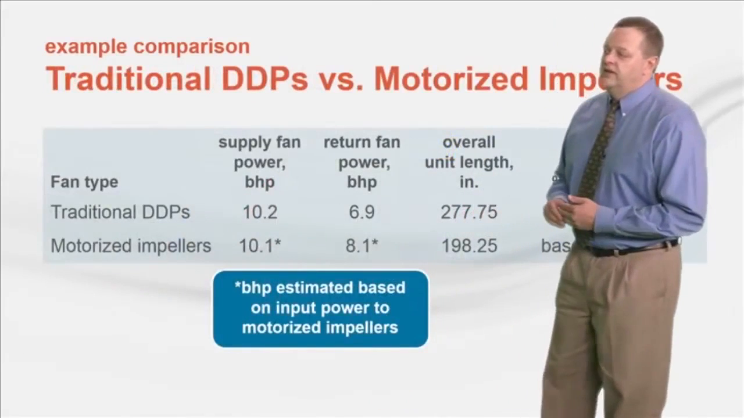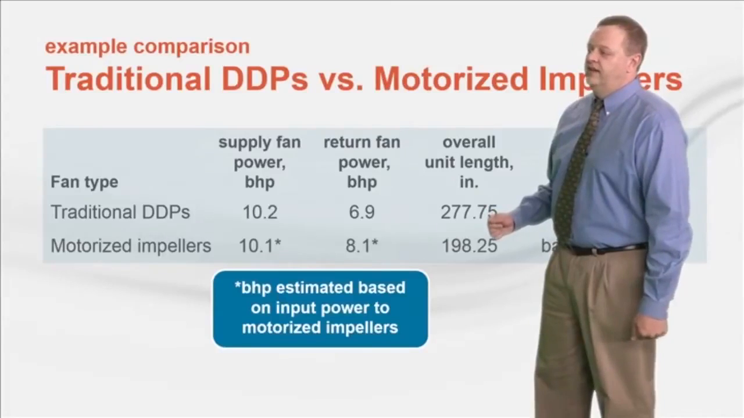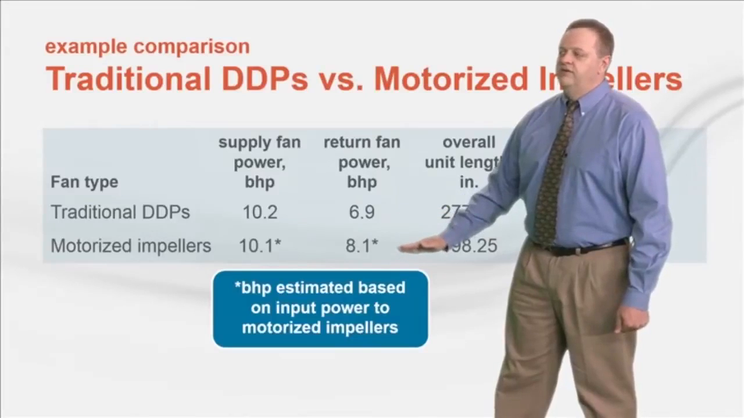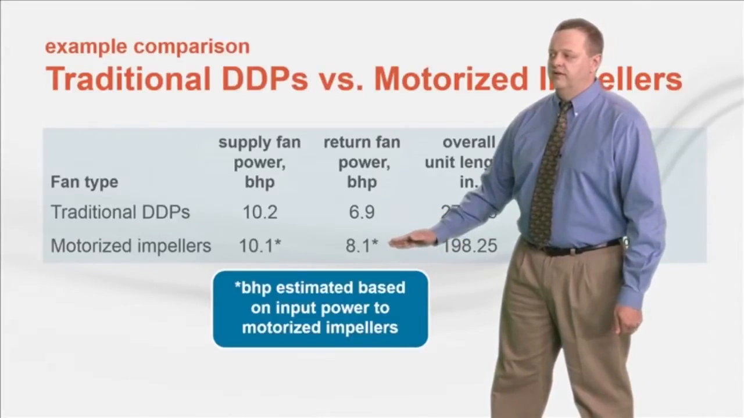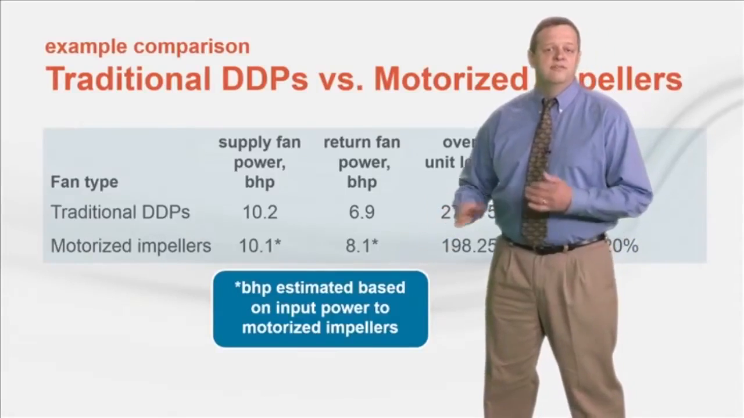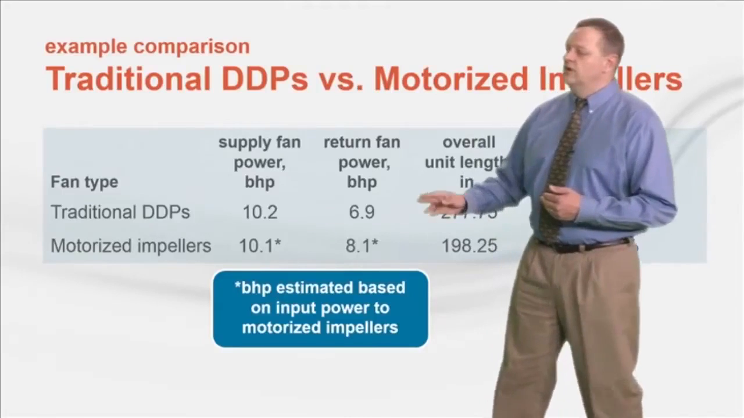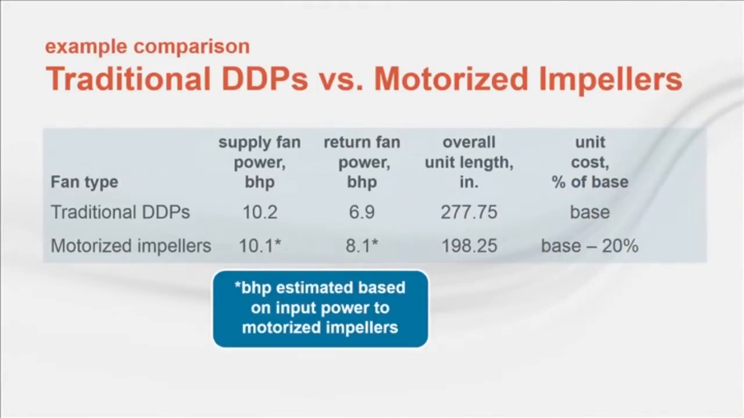When we compare the performance, the unit with a traditional direct drive plenum fan has a combined brake horsepower of 17.1, compared to 18.2 for the unit with motorized impellers. Now remember, motorized impellers measure input kW, so shaft brake horsepower is an estimate. So brake horsepower is about 6% higher, but look at the reduction in the overall unit length and cost from using the motorized impellers. The vertical orientation of the impellers and the fact that the motor is partially slid inside the impeller results in a 30% reduction in overall unit length and a 20% reduction in cost.